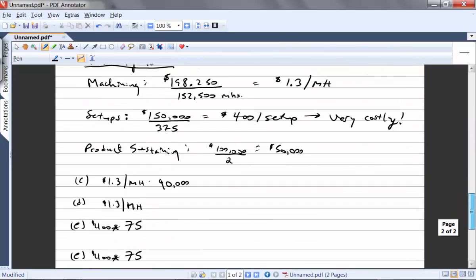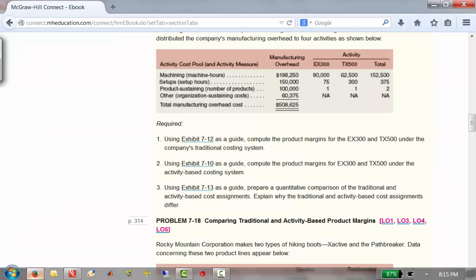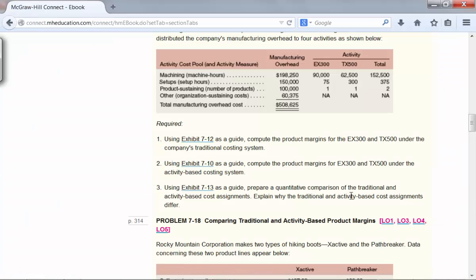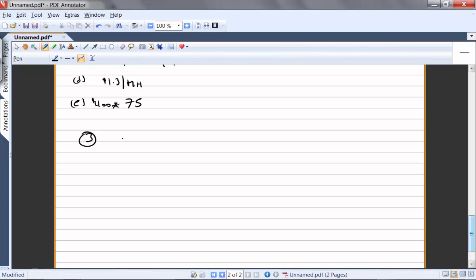And so in part 3, they want us to describe this a little better. It says, prepare a quantitative comparison of the traditional and the ABC cost assignments. Explain why they differ. Well, I've already explained it in words, but one way we can do this is to see it maybe a little clearer. Traditional cost system, if you just want to call it absorption costing, that's fine. Have a column for that.